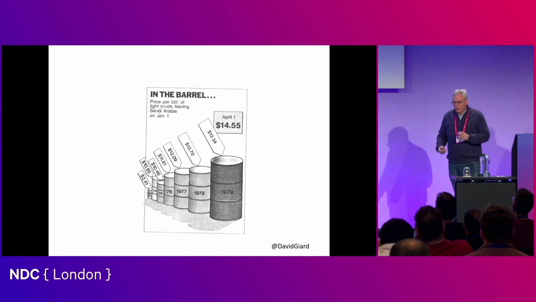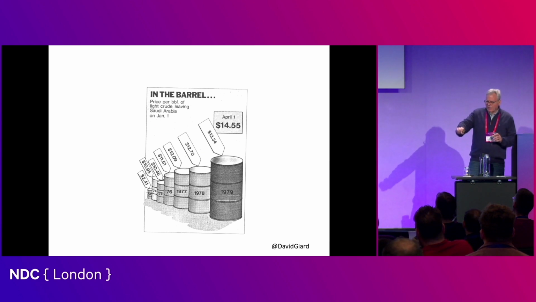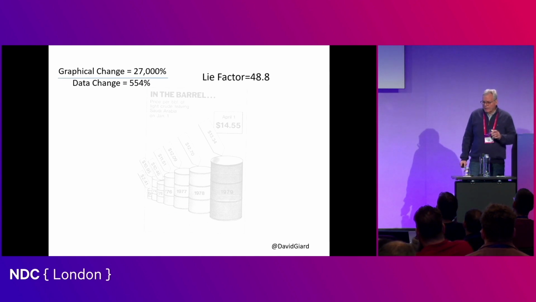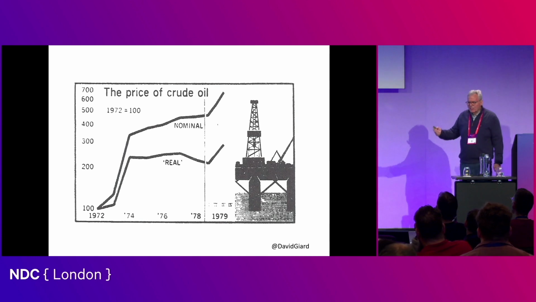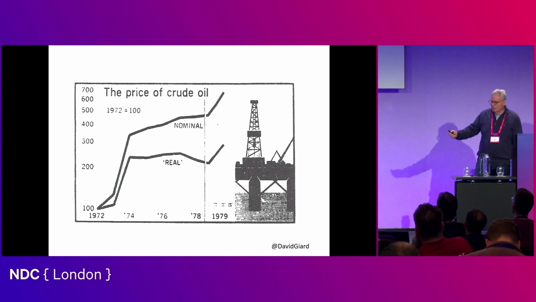So this thing that's showing us the price of a barrel of oil, also during the 1970s when prices were going way up, the height is proportional, but we're also varying both the width and the depth here. So the data changed by about 554%. As far as I know, this is a record lie factor. I actually found the same data in another book, presented more accurately.